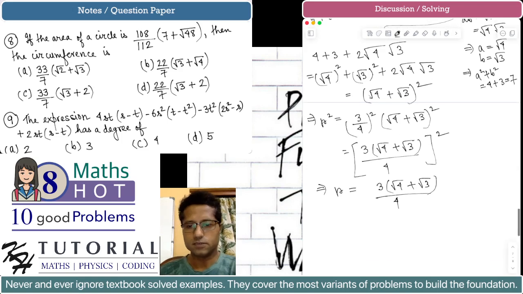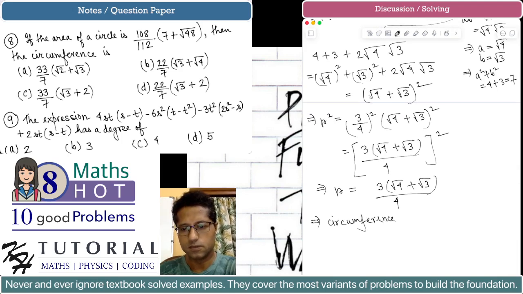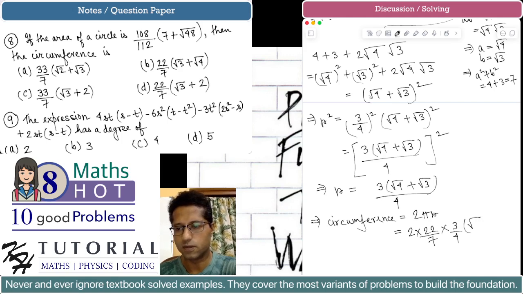Now circumference, this implies circumference is equal to 2 pi r. Now pi we can consider as 22 by 7, and r is 3 by 4 multiplied by square root of 4 plus square root of 3.